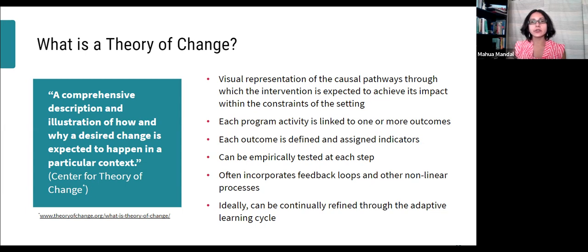What makes a theory of change a little different, and we'll go through some more differences in the next few slides, is that a theory of change is often not linear. Often theories of change have arrows with feedback loops, and they look quite different from earlier frameworks we've used in monitoring and evaluation. Next slide.